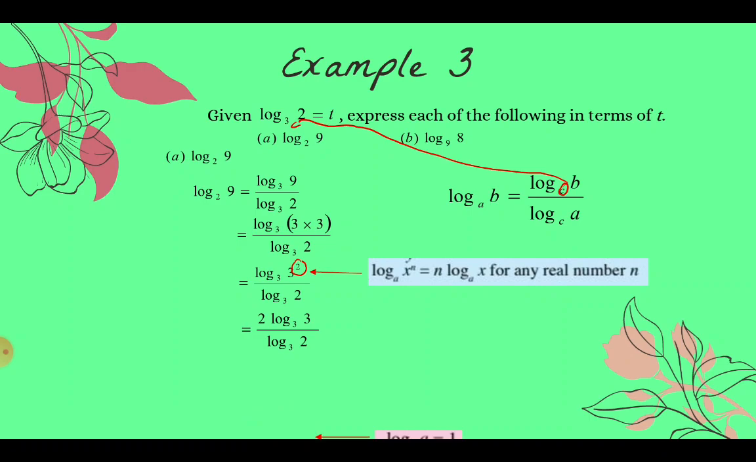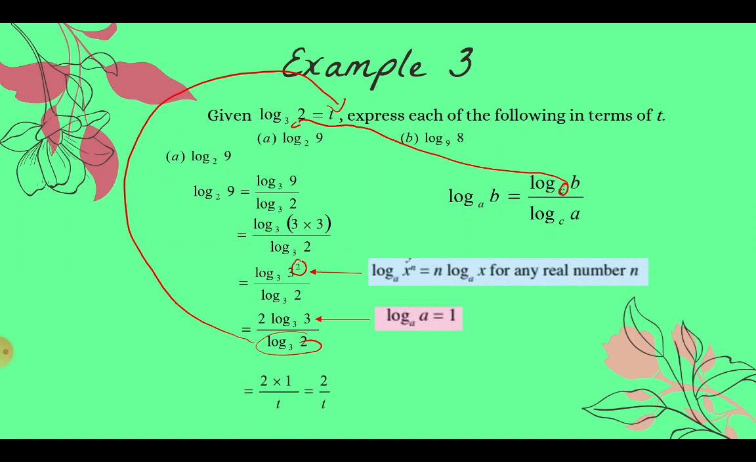So again, we can see this is another log property, in which log a base a is equal to 1. So we can say that log 3 base 3 is equal to 1. And what is log 2 base 3? Log 2 base 3 is t. So 2 times 1 over t. So our answer would be 2 over t. Remember, you need to relate the number with the info given. Okay, let's look at B.